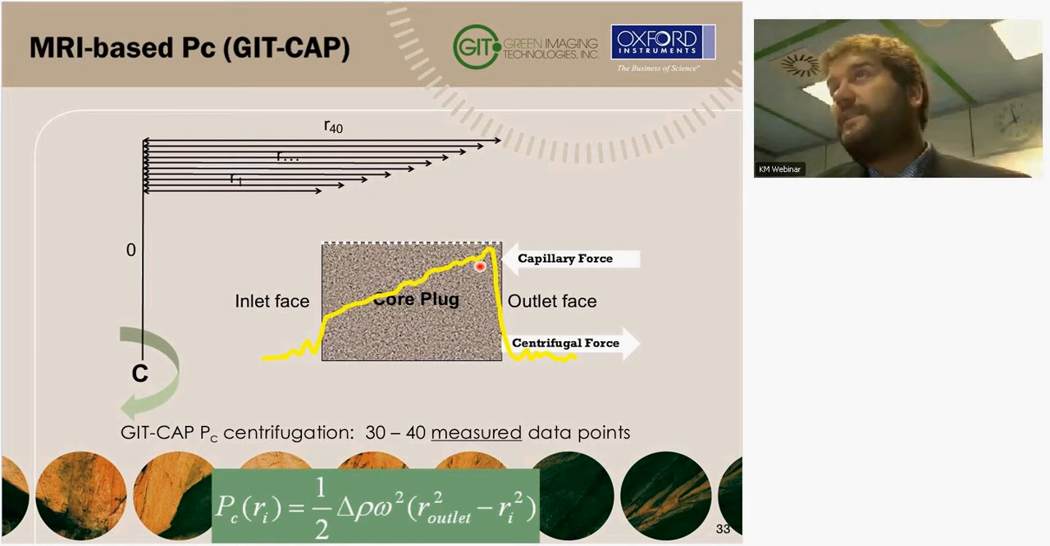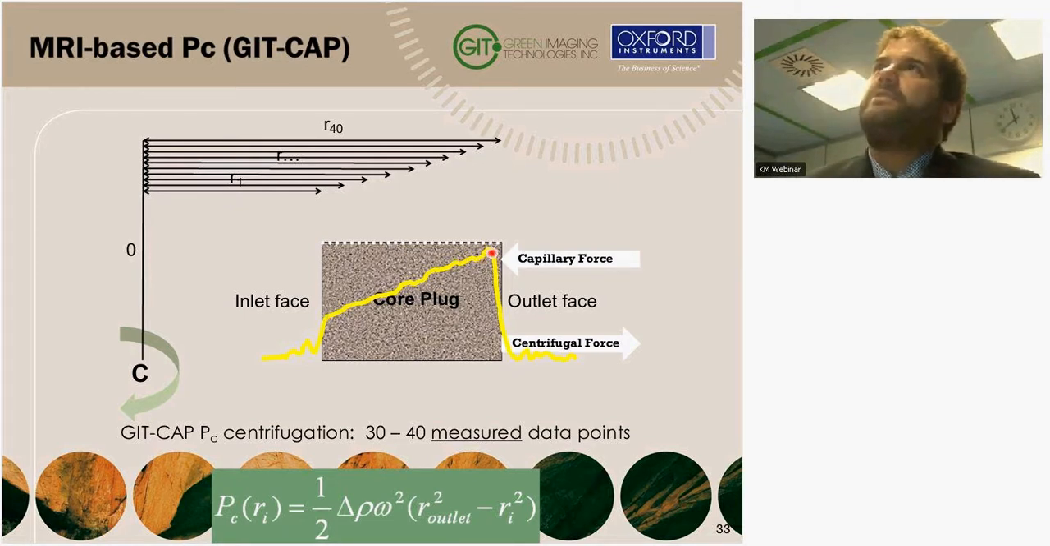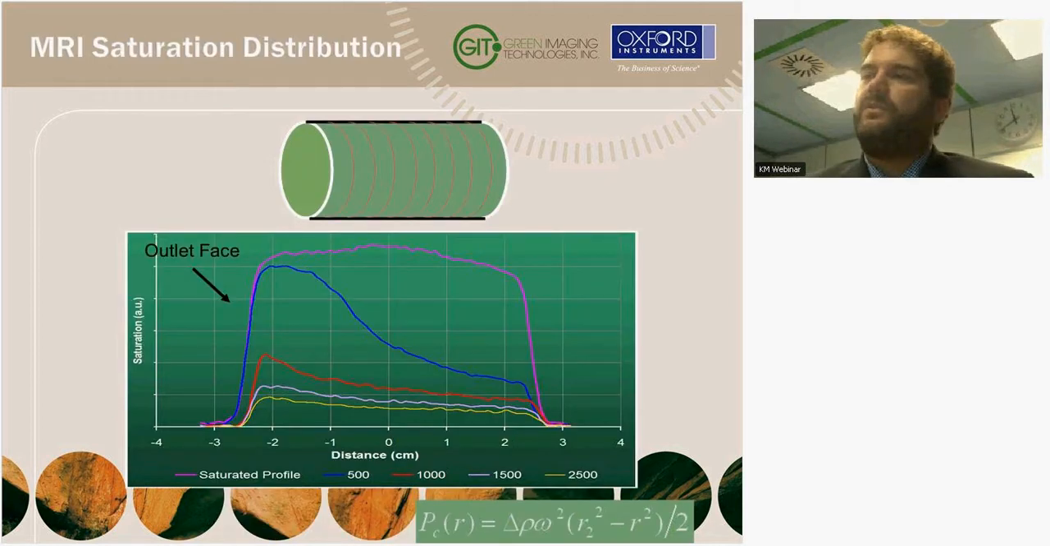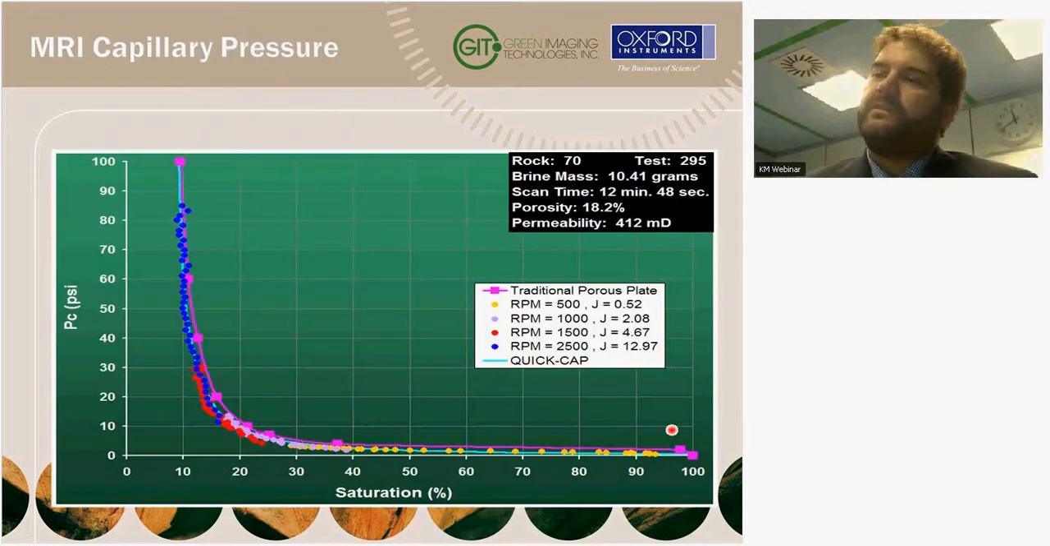To be clear, we spin this rock in the centrifuge, wait for equilibrium, take it out, put it in the NMR machine and measure this curve here. We know the saturation at each position, and we know the pressure at each position. Now we have 30 or 40 measured data points per centrifuge speed, thus speeding up the measurement. So jump ahead a slide or two. Each color comes from one centrifuge speed.